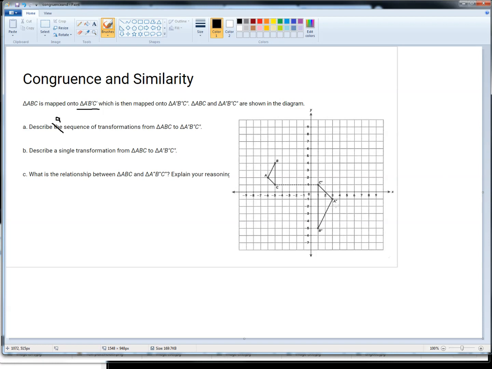clearly it got bigger, so you're going to want to have a dilation. And you can quickly check what scale factor. You have B to C is 3 units in your first triangle, and B to C in your second triangle is 6. So you do know that your scale factor will be 2.